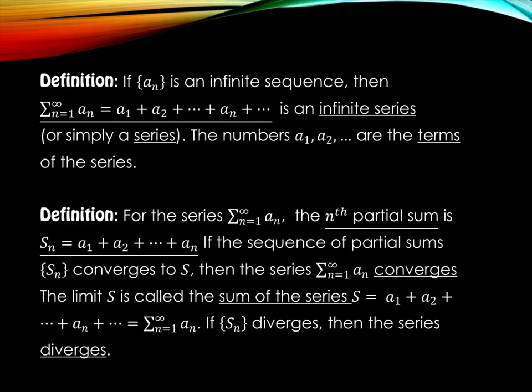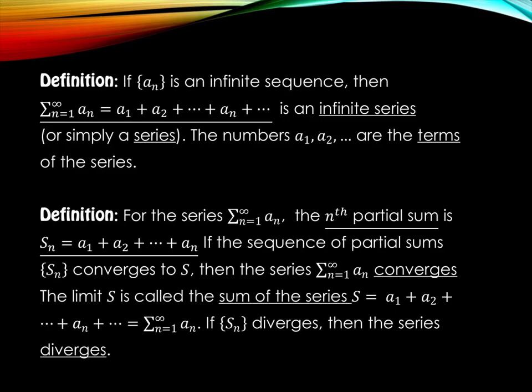So if we have this series, down here, the second definition: the summation from n equals 1 to infinity of a sub n. The nth partial sum is the sum that we would get if we only do n of the terms. So it would be a finite sum that we'd be looking at in that case. We call it an nth partial sum. If the sequence of partial sums S sub n converges to S, then the series, the summation from n equals 1 to infinity of a sub n, converges. The limit S is called the sum of the series. S is equal to a1 plus a2 all the way to a n, which is the same as the summation from n equals 1 to infinity of a sub n. And if the sequence of partial sums diverges, then the series will also diverge.